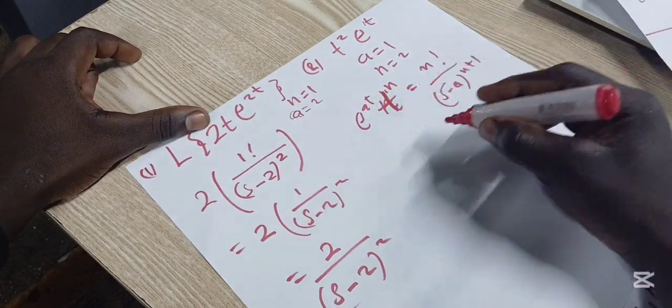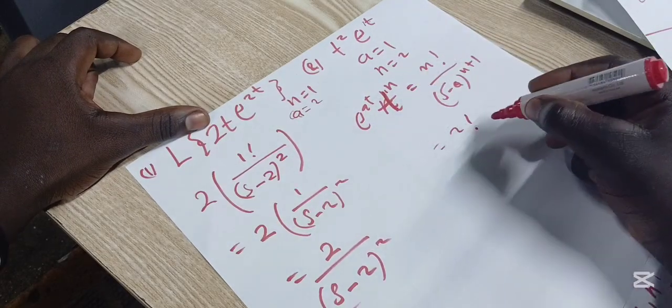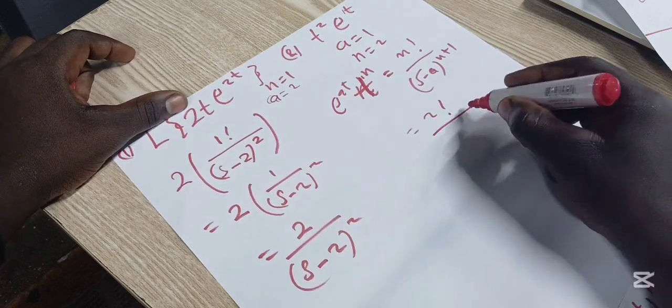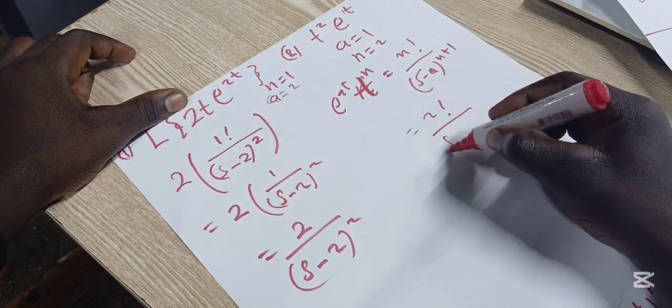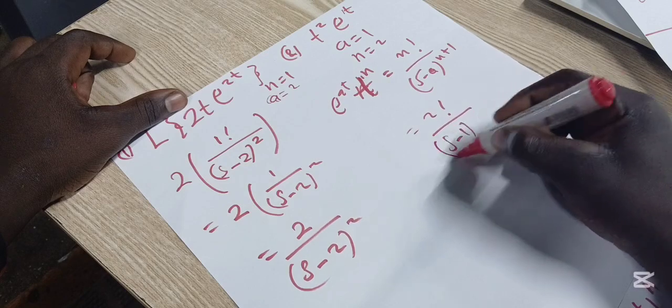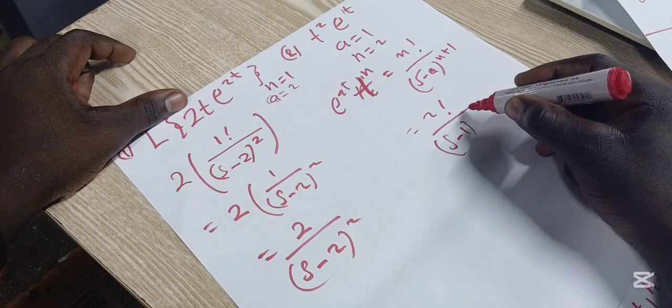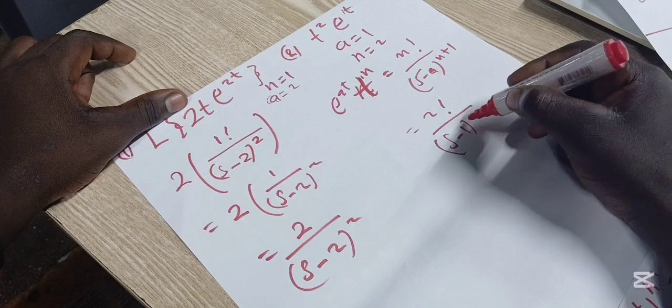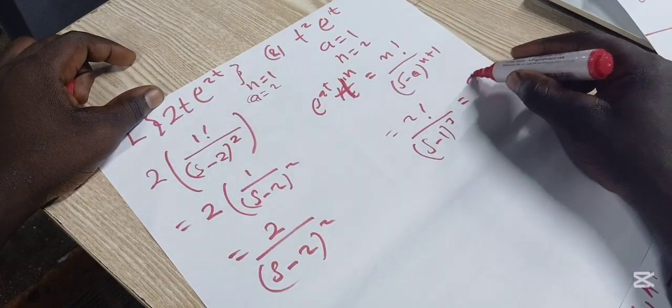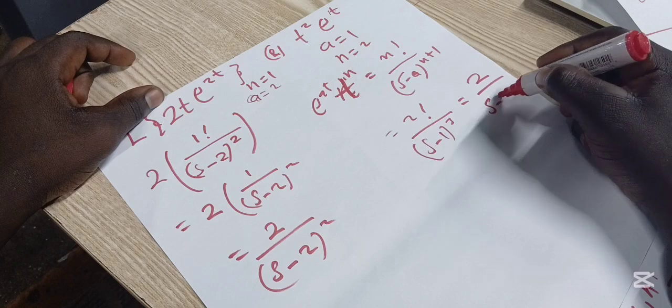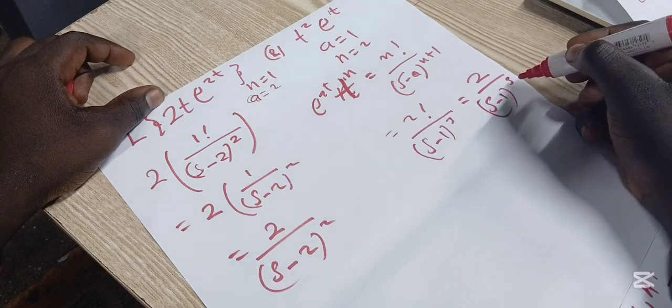Our n here is 2, so we are going to get 2 factorial all over s minus a, and our a is 1, so s minus 1 to the power n plus 1. So n is 2 plus 1, giving us 3. So our final answer is going to be 2 factorial, which is the same as 2, over s minus 1 to the power 3.